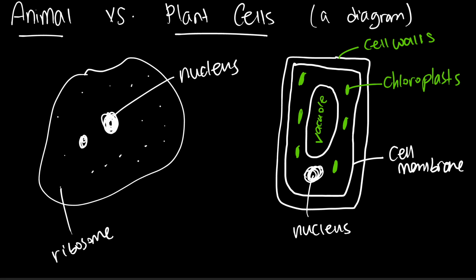Then we also have things that are slightly bigger than the ribosome, but smaller than the nucleus, which are called mitochondria. Mitochondria is basically the powerhouse of the cell. It's where cellular respiration takes place, and it's also where you power your cell.